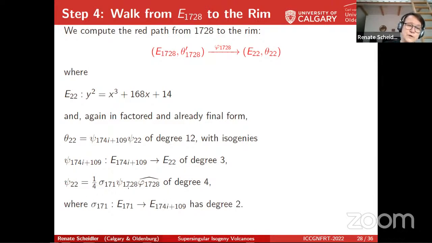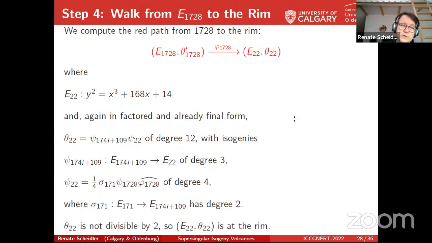this is a product of two new guys. This is the dual of this phi. This is the psi that we have from the previous slide. This is a new isogeny that has degree 2. So you compute these factorizations. I don't want to get into the details of how you do this, but you can do this. And then you look at this endomorphism, and it turns out it's not divisible by 2. So you're now at the rim. You've walked your first path up, you've walked your second path up, and now you're at the rim.